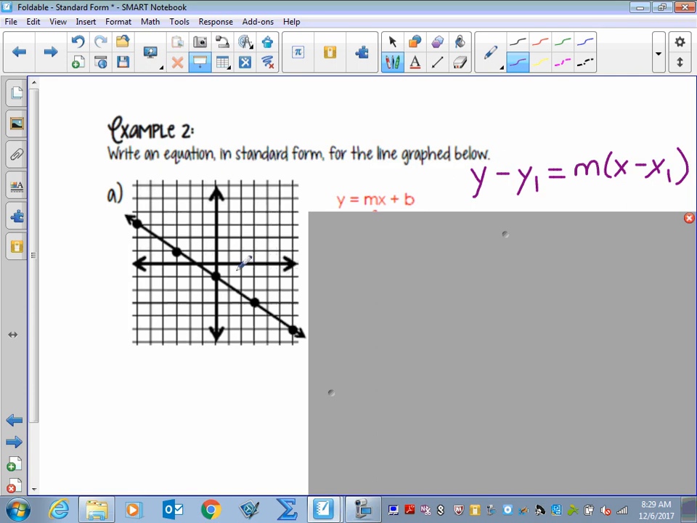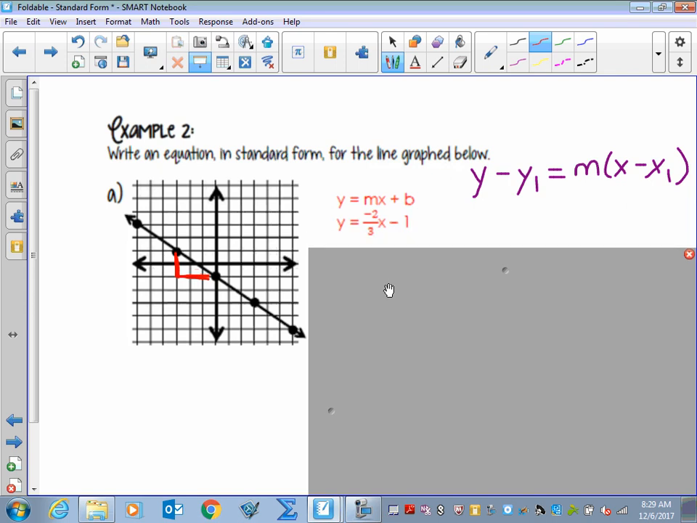It has to be in one of these forms first. So if you're given a graph and you're asked to write this in standard form, choose one of these forms to put it in first. So we're going to do slope-intercept form, because I can tell where it's crossing the y-axis. That's at -1. I can also get the slope. Rise over run, that'll be what? Negative 2/3. So right from the graph, I can get y equals negative 2/3 x minus 1. I can get that right in slope-intercept form.